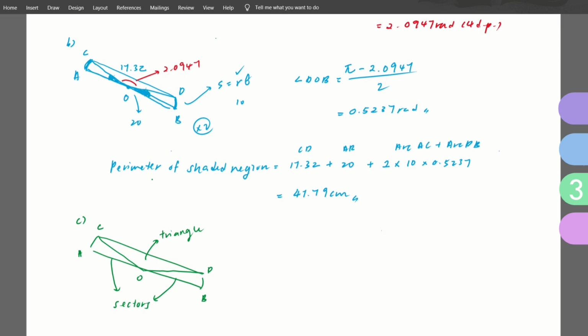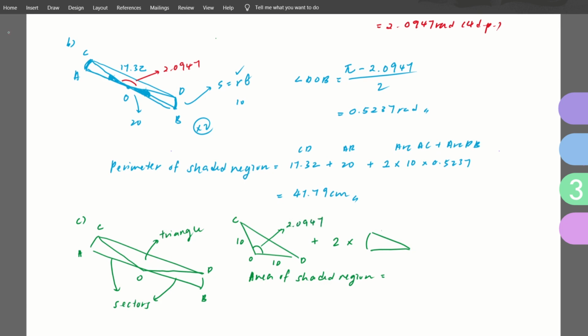To calculate the area of the shaded region, we just need to calculate the area of one triangle plus 2 sectors. In this triangle, CO and OD are radii, so here will be 10 and 10, and this angle we already found in part A, which is 2.0947. Here we can use the formula from chapter 9, which is 1 over 2 ab sine C. Why can we use this? Because the two lengths CO and OD cover this angle.